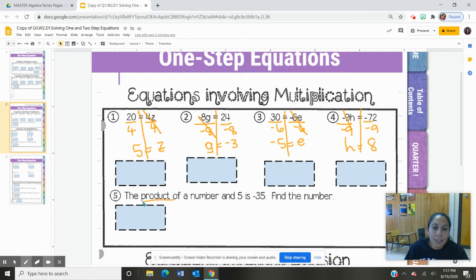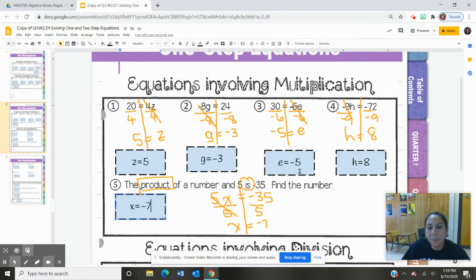Okay, over here, product. That word means to multiply. So if you multiply a number and 5, so that's like 5 times a number, so 5x, it's equal to, remember that word means equals, -35. So looking at my x, they're multiplying by 5, so the opposite is divide by 5. So when I divide the other side by 5, my x value is equal to -7.